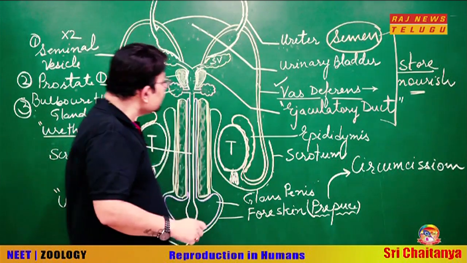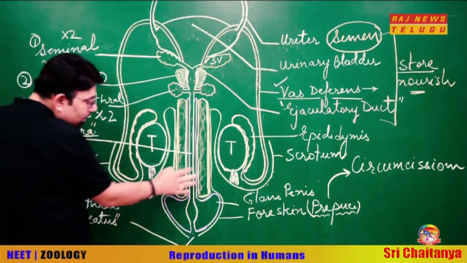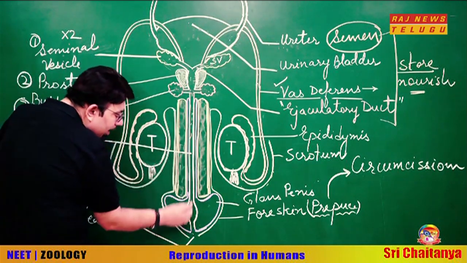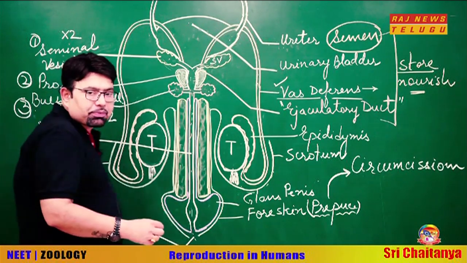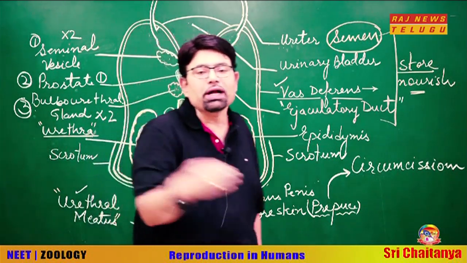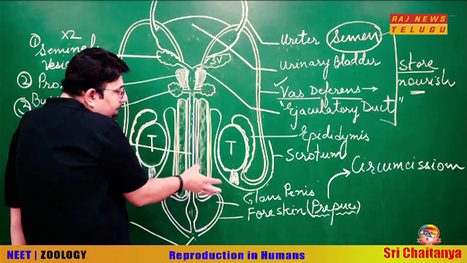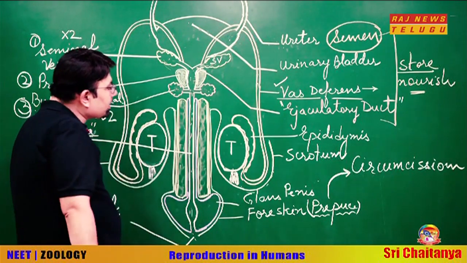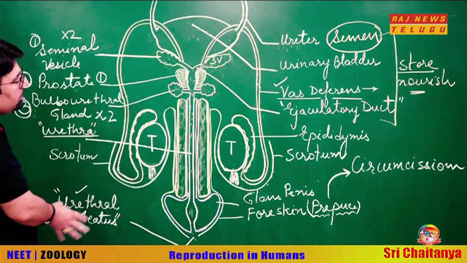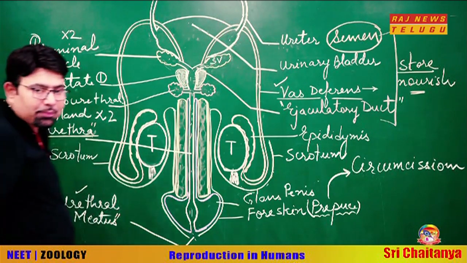Apart from that, the bulbourethral gland secretion also helps in lubrication of the penis, so that it can facilitate coitus. Hope, my dear students, you have understood the diagram, and now let us see the other part of this chapter.